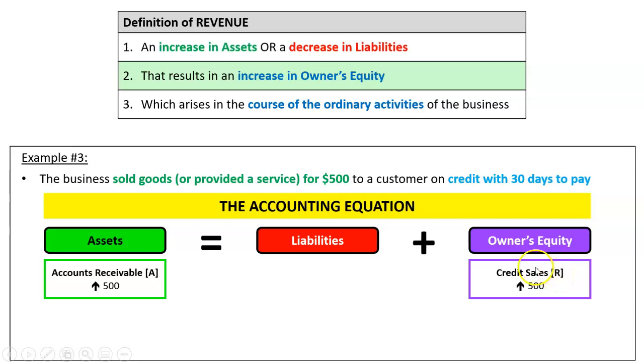We know it is, but why? Well, let's just step through our definition. We know assets have gone up, 500. Nothing here. And owner's equity up 500. So why is this particular transaction a revenue? Because there is an increase in assets. There is an increase in owner's equity, so that's true. And it came about during the course of the ordinary activities of the business. Just step through it: 1, 2, 3. You've got 3 sentences, so therefore 3 marks.